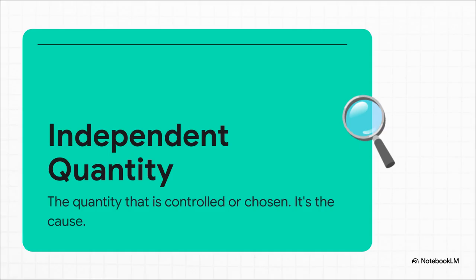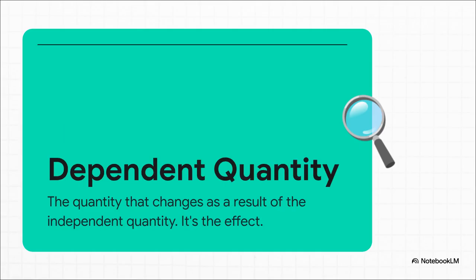In this case, it's the number of times David decides to use his sling. It is the cause. And every cause, right, creates an effect. That's our dependent quantity. Its value literally depends on whatever the independent one was. It's the outcome, the result. Whether Goliath falls to the ground, that depends on David's attempts.